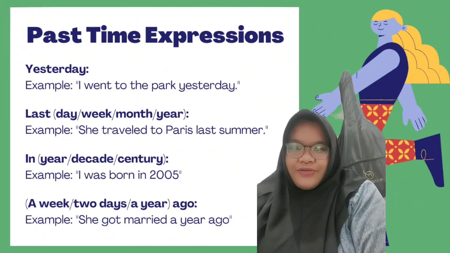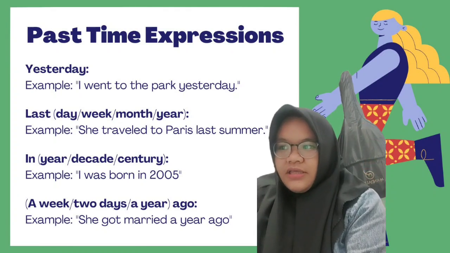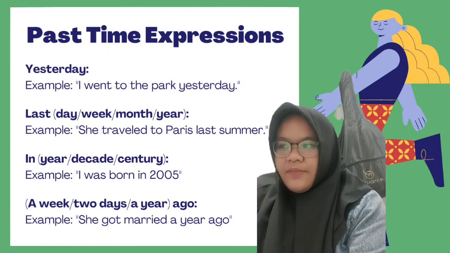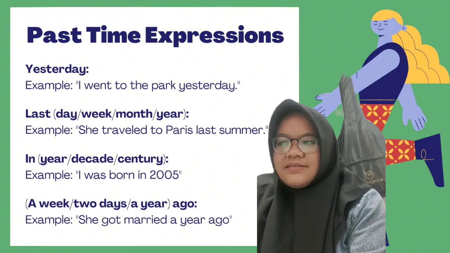Okay. Now we're talking about the past time expressions. The common time signals or expressions that are used in simple past are yesterday, kemarin. I went to the park yesterday. Aku pergi ke taman kemarin. Last day, last week, last month, last year. Last di sini artinya adalah lalu. So, last Saturday, Sabtu lalu.